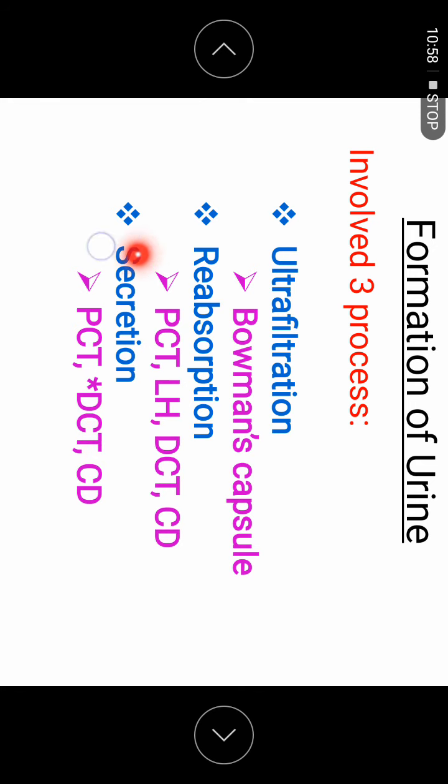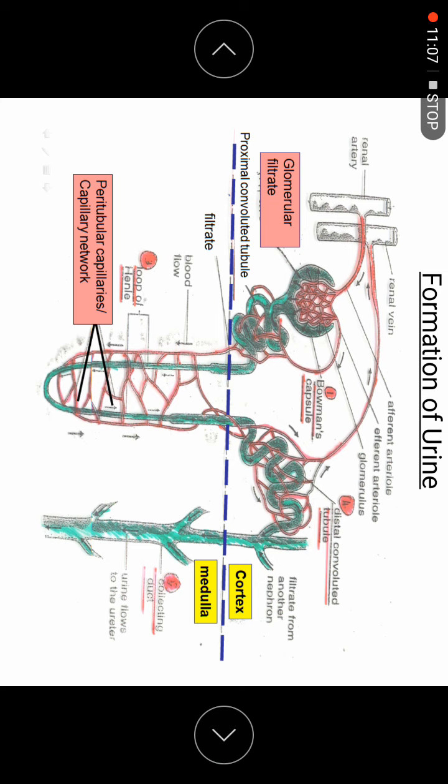Now, secretion and reabsorption, we will see what's different here. So here is more on the hormone secretion. Next we will see the nephron itself.